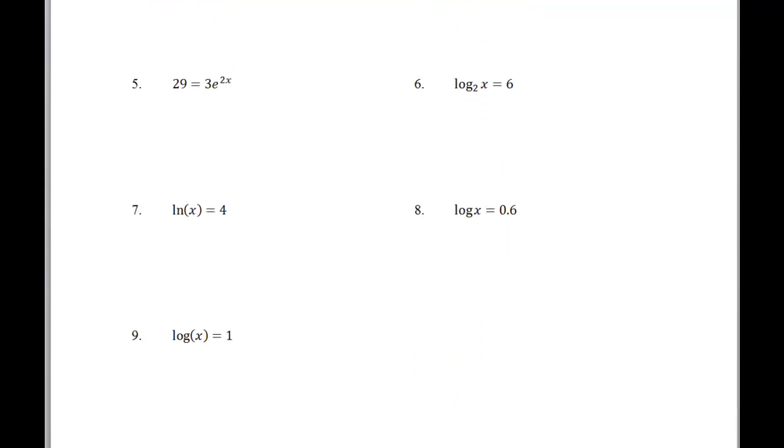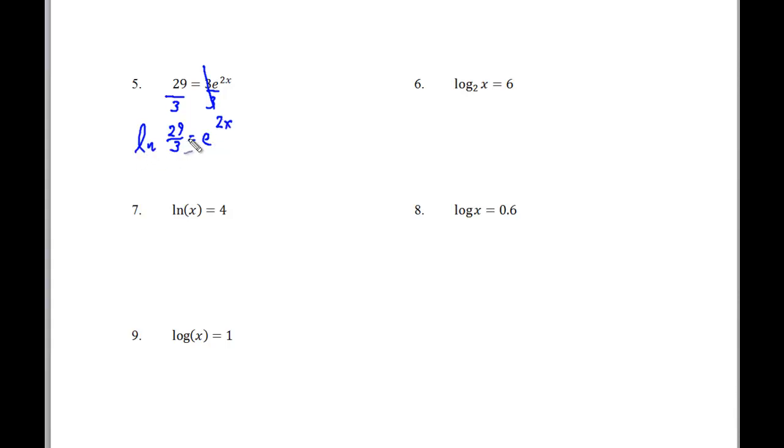So if we take a look at number 5, we're going to divide both sides by 3 to get the e all by itself. So the 3's simplify here. So 29/3, I'm going to resist turning this into a decimal because of what I'm about to do next. Because what I want to do is get the 2x by itself.